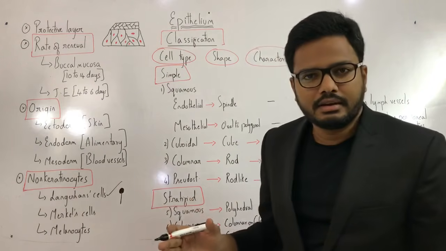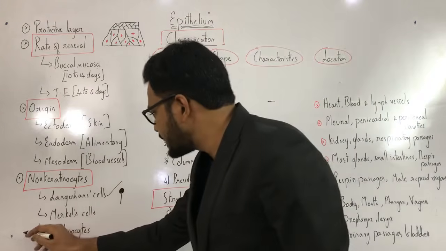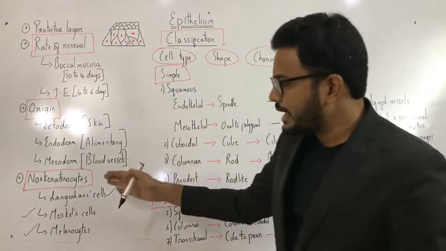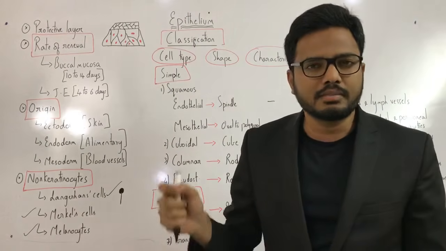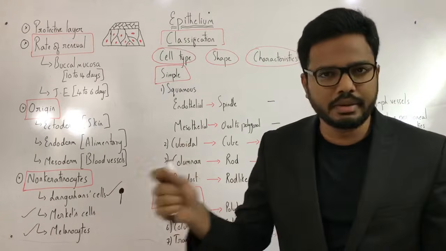Stratum basale, or your basal layer, mainly contains your melanocytes as well as Merkel cells, whereas Langerhans cells are present in stratum spinosum. Just make a note of that point. I haven't mentioned that here. You just make a note.